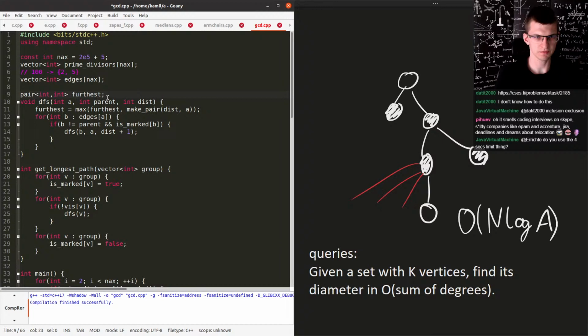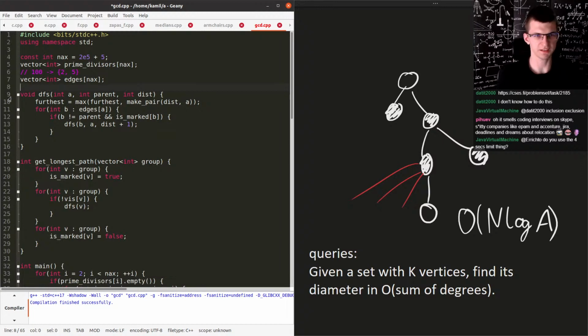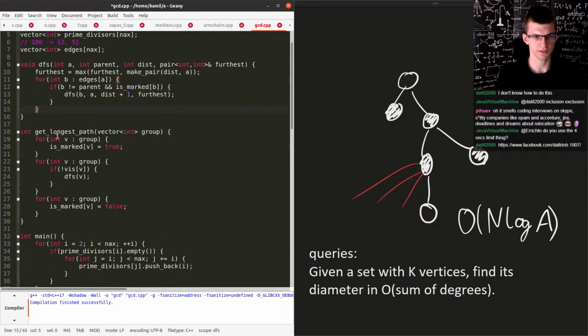Let's say this. I should, well, let's be nice, let's pass it by reference. During a contest I would just make it global. This code finds the furthest vertex. DFS of v, -1, 0, this.